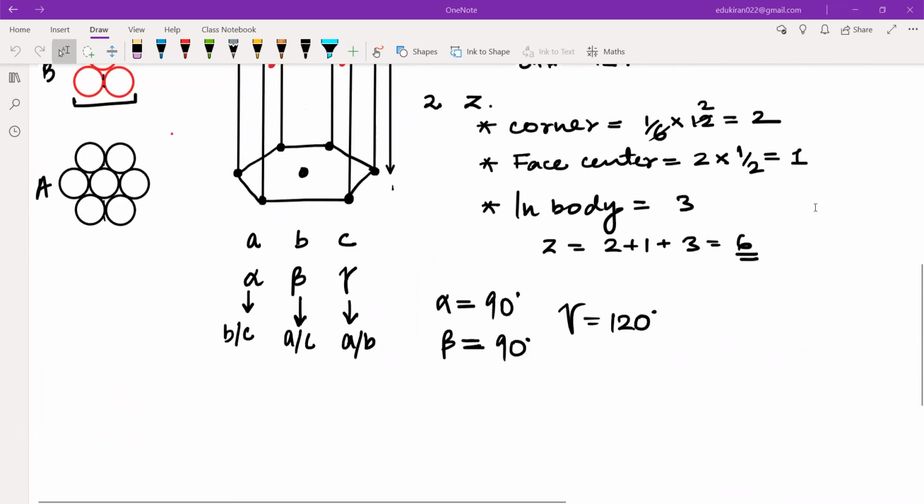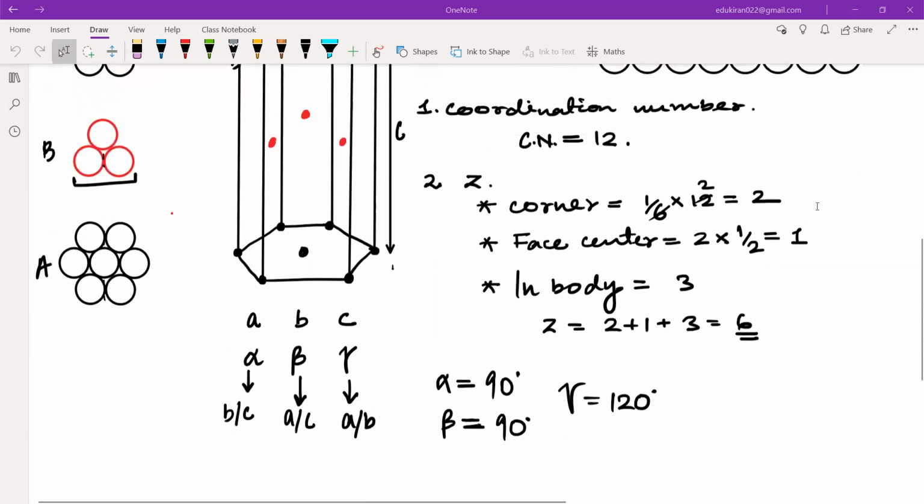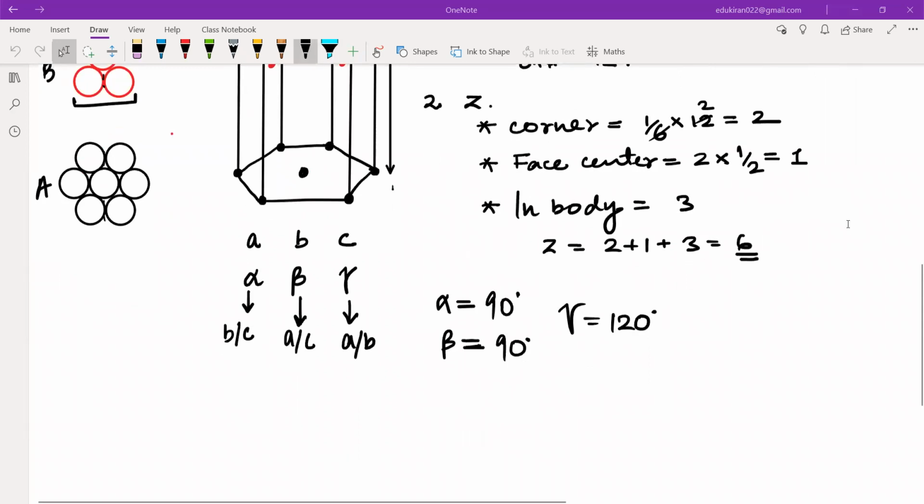Now, in order to calculate the packing efficiency, we need the relationship between A and R, and we also need the volume of the unit cell, but we have never learned about the volume of a hexagonal type of unit cell. That is why you don't need to derive the packing efficiency. You can just write the packing efficiency. It is equal to 74%.